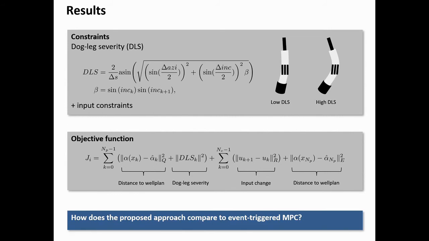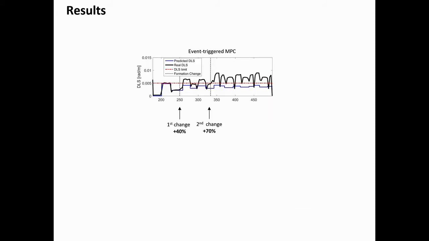Now we are going to compare this approach with the nominal event-triggered MPC, without multi-stage, to see whether robustness was improved. Here I'm showing the results for the event-triggered MPC alone.